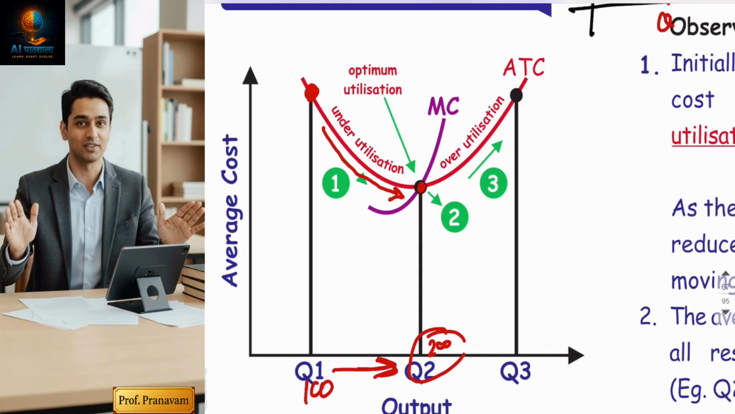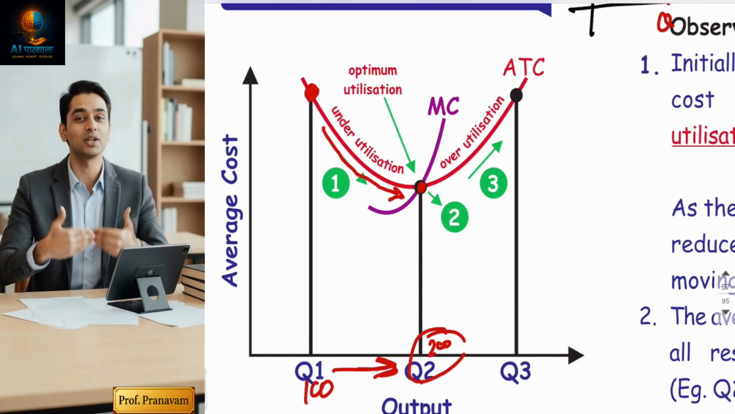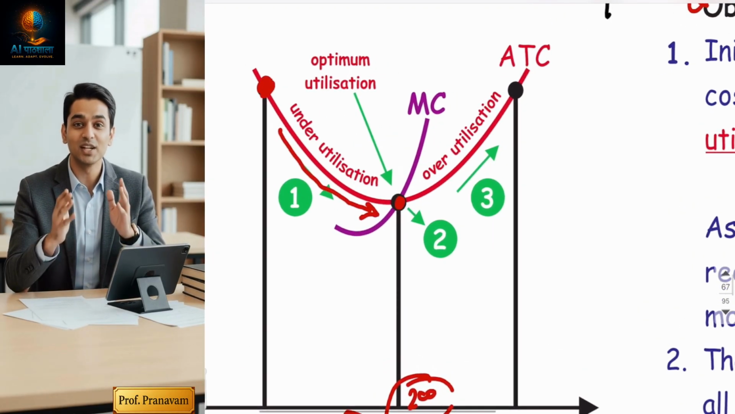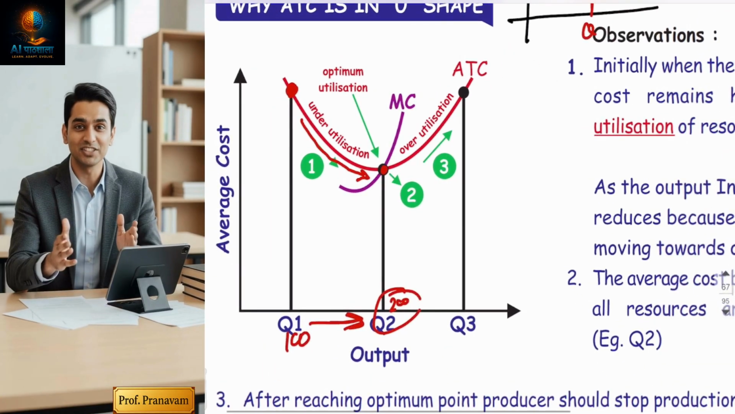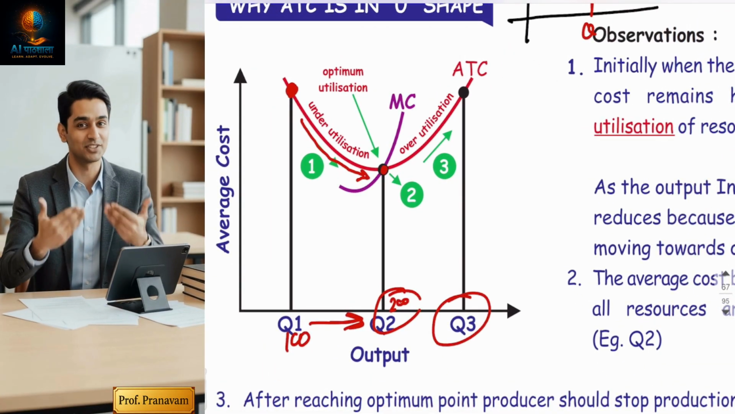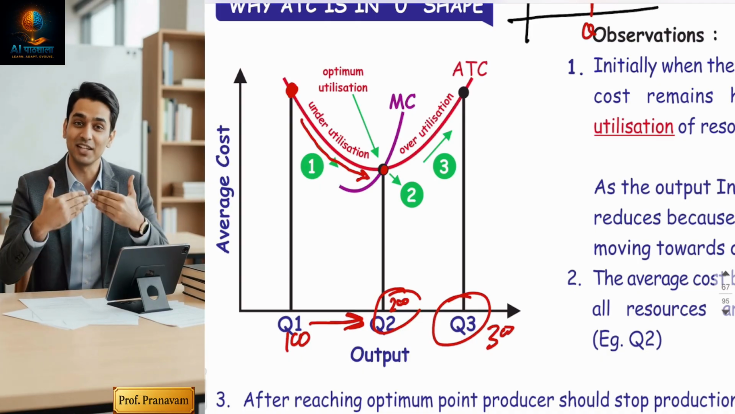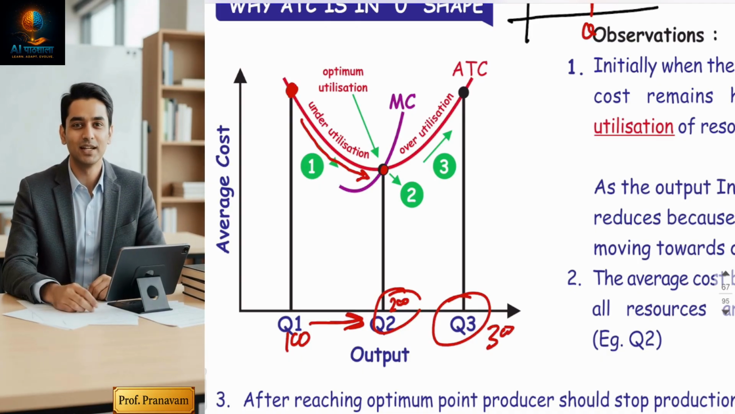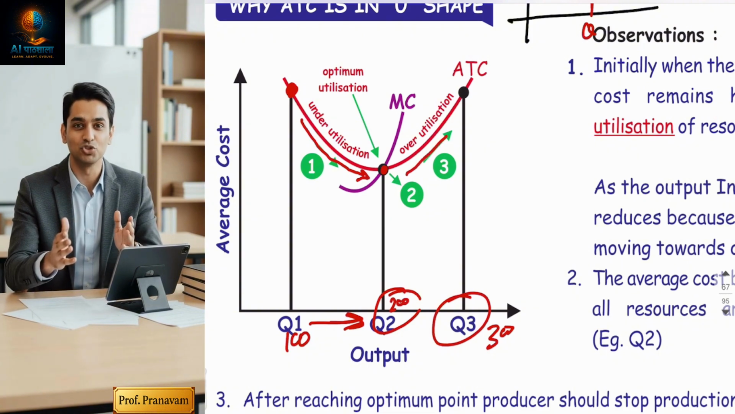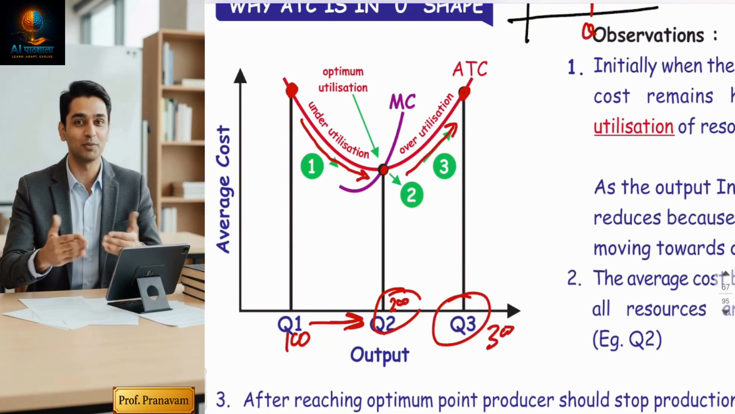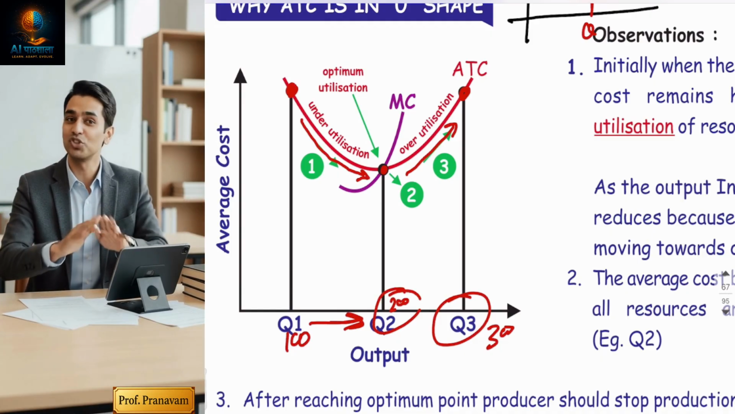But if the businessman does not stop the production over here, that means if you produce beyond quantity Q2, to Q3, that means 300 chocolates, now you are over exploiting your resources. That resources will give you disbenefits. Your cost will start increasing. So neither underutilization is good nor overutilization is good. Always optimum.